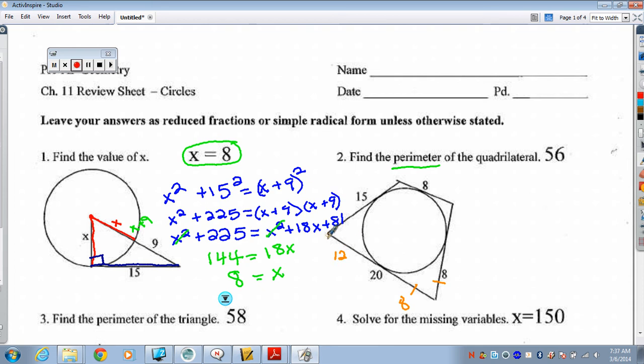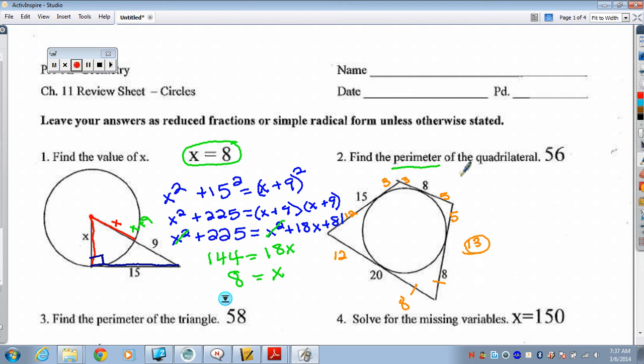We know these two lines are tangent to the circle from this point, so these two parts are congruent. So therefore this is 12. This whole side is 15. Therefore, this part right here is going to be 15 minus 12, which is 3. Again, these two parts are congruent, so this is going to be 3. This whole side is 8. 8 minus 3 is 5. These two parts are congruent. Therefore, this is also 5, which means this side is 13.